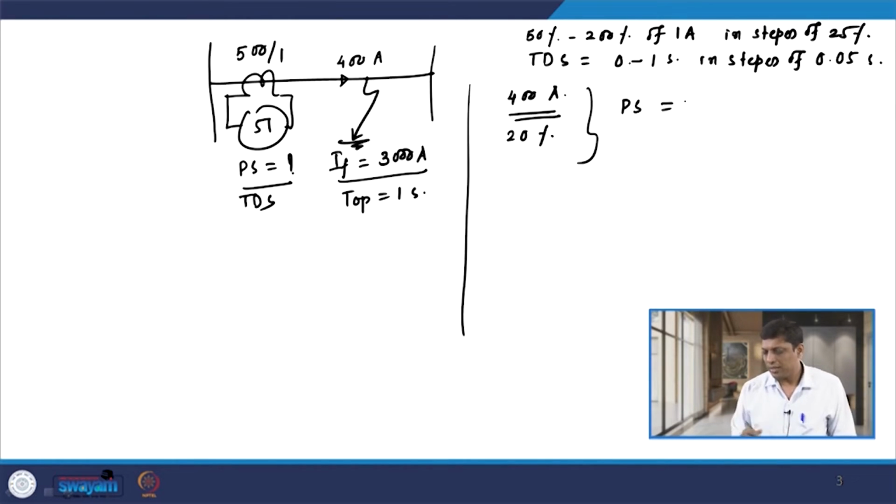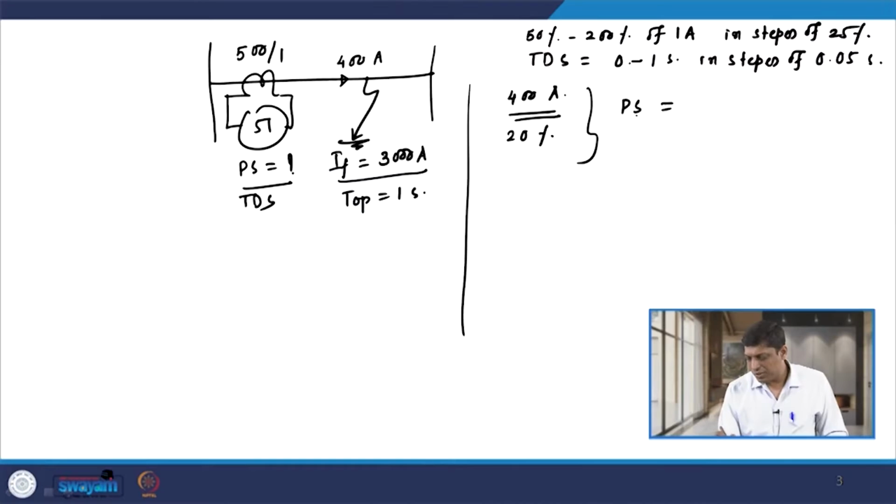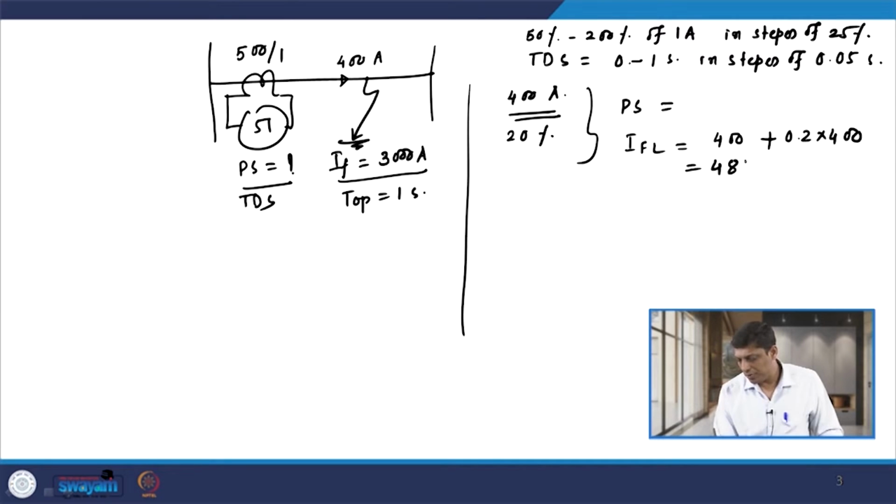Now, as I told you earlier, the plug setting of any relay depends on the full load current carried by the feeder, along with the allowable percentage of overload. So, to decide the plug setting, we have to find out what full load current it can withstand. It is mentioned that it can withstand 400 ampere full load current, plus 20% overload on 400 ampere. So, 1.2 into 400 comes out to be 480. So, the feeder can withstand 480 ampere on the primary side and the equivalent current on the secondary side.